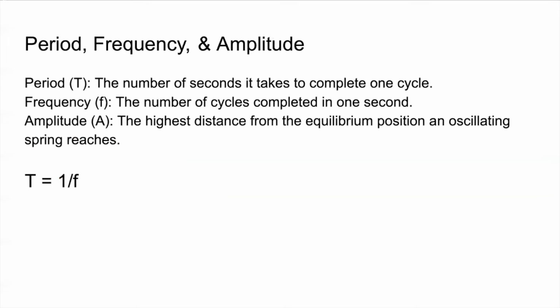Now we're getting into period, frequency, and amplitude. Period is the number of seconds it takes to complete one cycle. Frequency is the number of cycles completed in 1 second. If you watched video number 6, then these two terms should sound familiar. A new term that we're introducing is amplitude, which is the highest distance from the equilibrium position an oscillating spring reaches. And now from video number 6, you also learned the relation that period is equal to 1 over frequency.